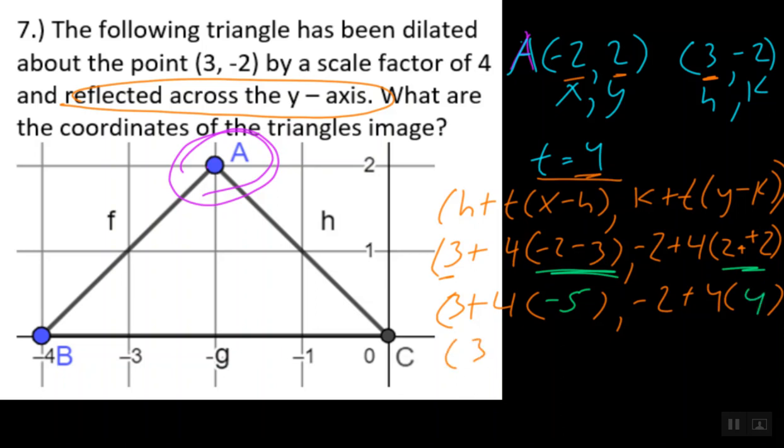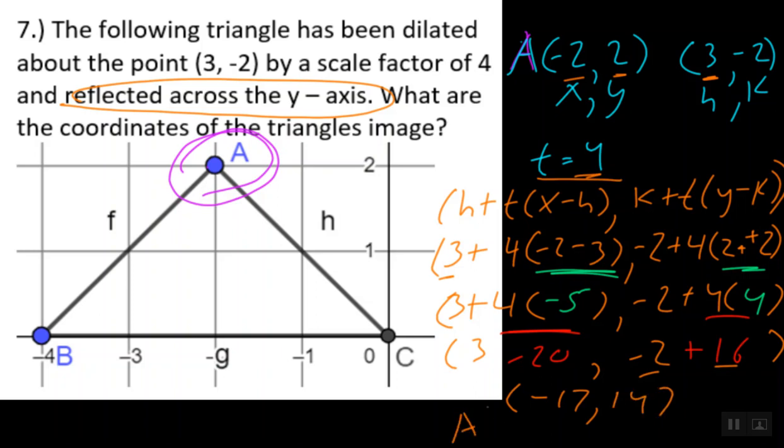We now have 3 and then comma and -2 parentheses. And here in a different color, let's use this nice red. What is 4 times -5? Well, that'll be -20. And what is 4 times 4? That will be 16. And lastly, when I combine these, I have 3 minus 20, which is -17, comma, -2 plus 16, which is 14. And here is A prime.